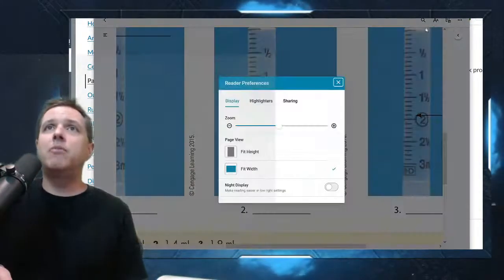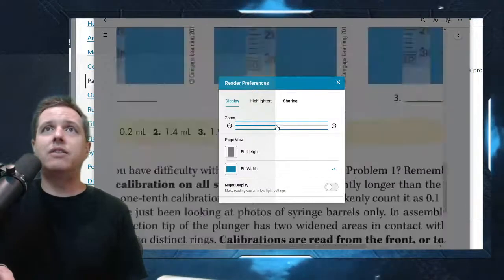Okay? Oh yeah, I'm going to have to be changing the size a lot in here. Let's see.